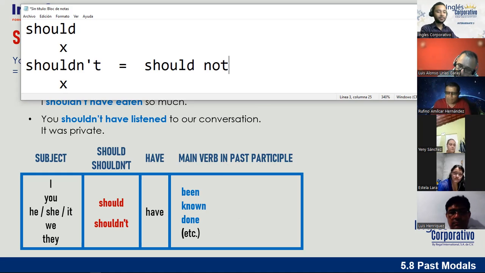All right? So there you go. Again, the subject could be any subject. I, you, he, she, it, we, or they. Then should or shouldn't. Then you use have. And after that, the main verb in past participle. That's the main structure right here.